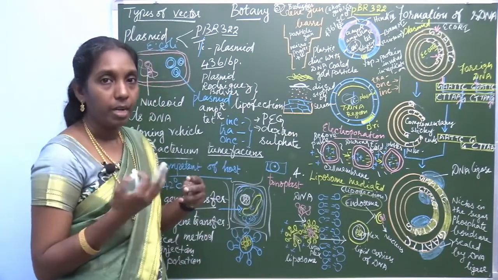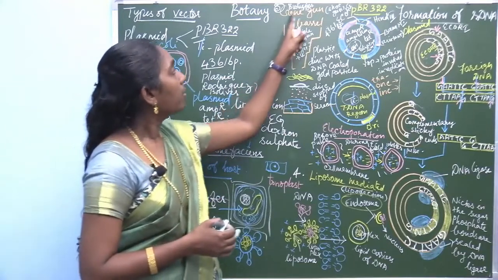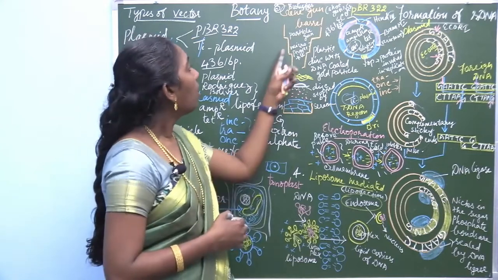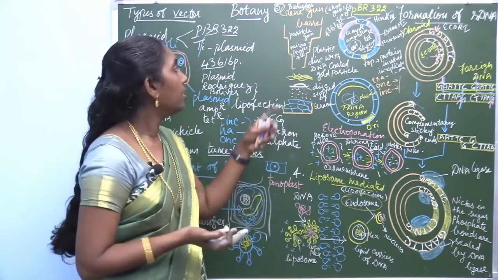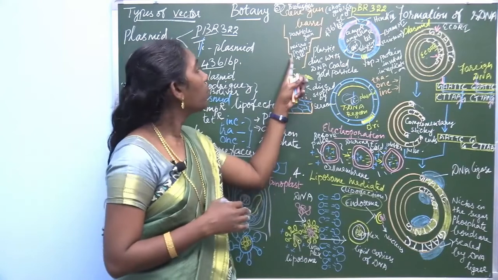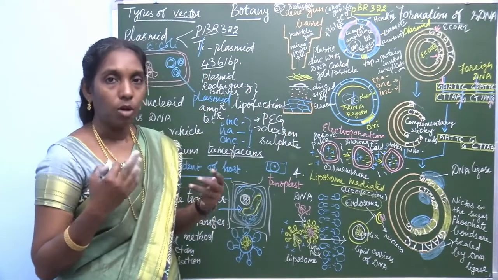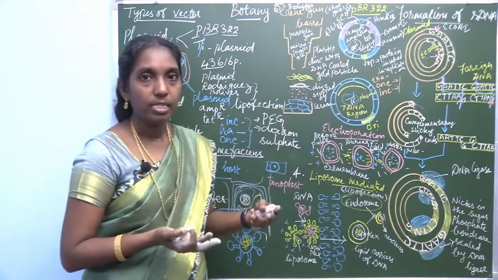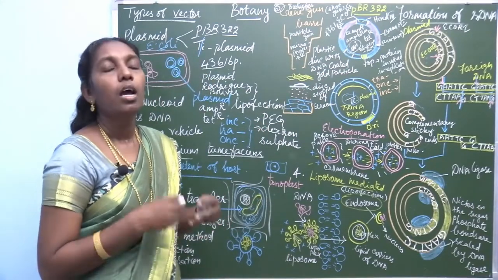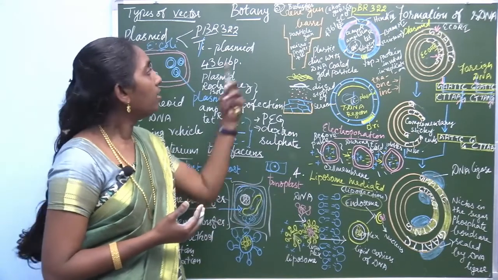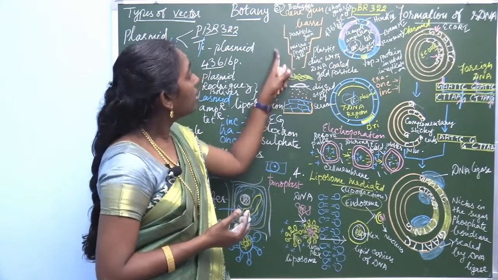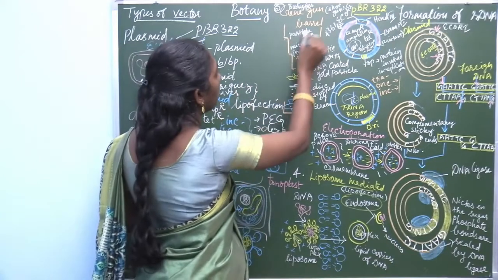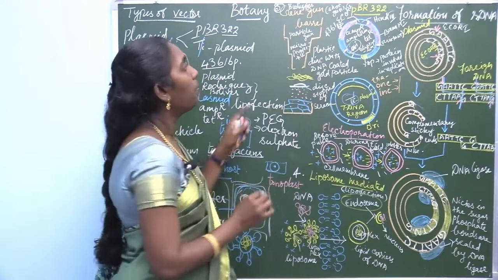Biolistics is called by several names: biolistics, the gene gun method, the particle gun method, or microprojectile. So many names are given for this. What is this method? In this method, there is a barrel of a particle gun. This structure is the gene gun barrel.